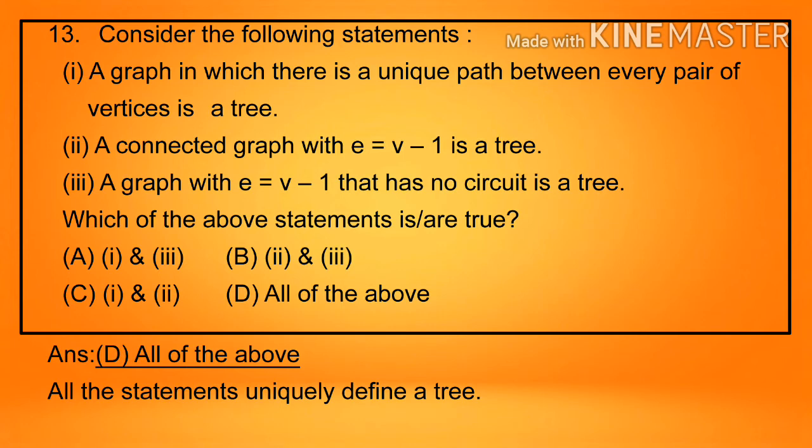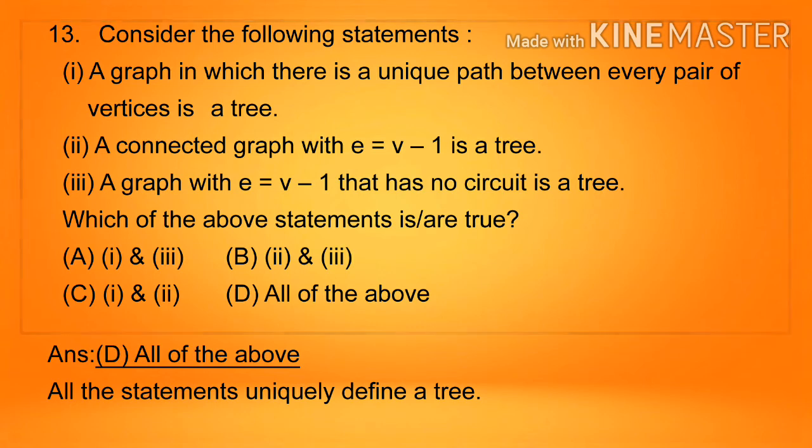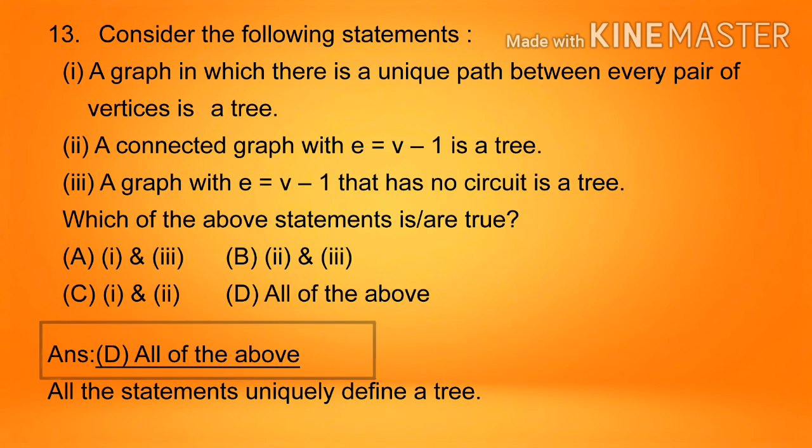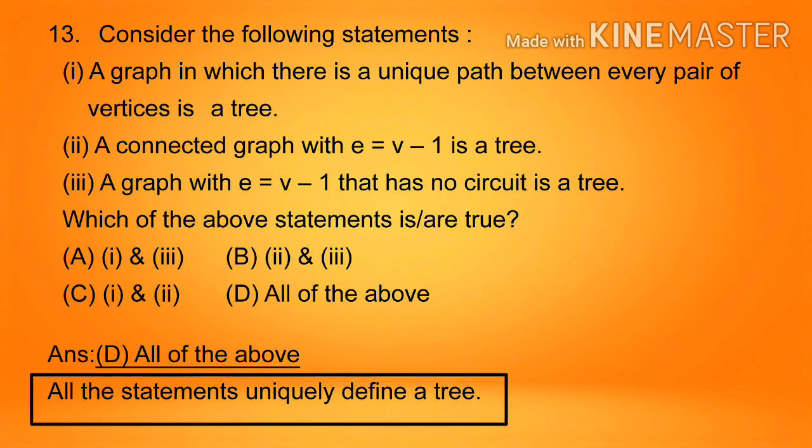Question number 13. Consider the following statements. First one, a graph in which there is a unique path between every pair of vertices is a tree. Second point, a connected graph with E equal to V minus 1 is a tree. Third point, a graph with E equal to V minus 1 that has no circuit is a tree. Which of the above statements is true? Option A 1 and 3, option B 2 and 3, option C 1 and 2, option D all of the above. Answer is option D all of the above. All the statements uniquely define a tree.